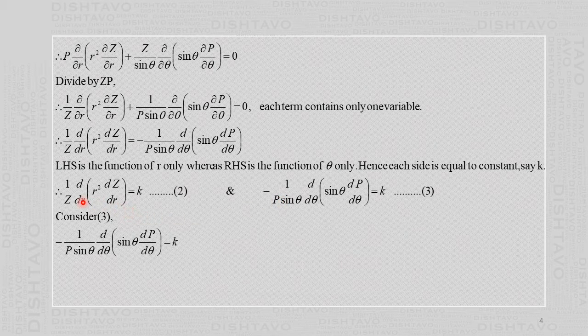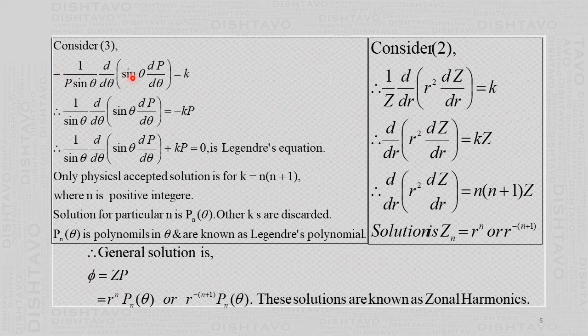So first we will solve equation 2 and then we will also solve equation 3. So let us solve first equation 3, which is minus 1 by P sin theta d by d theta of sin theta dP by d theta equal to k. So this is the equation 3.